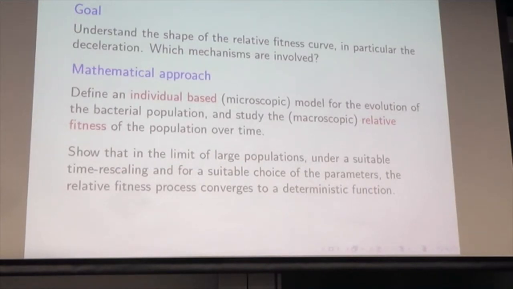Which mechanisms are involved? We are going to define an individual-based model, which is microscopic, for the evolution of a bacterial population, and study the macroscopic relative fitness of the population over time. And in fact, this is a major thing in probability theory: to study the macroscopic phenomenon by using a microscopic model. So it's somehow the central topic in probability theory.